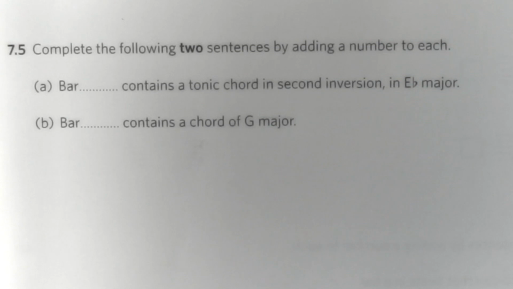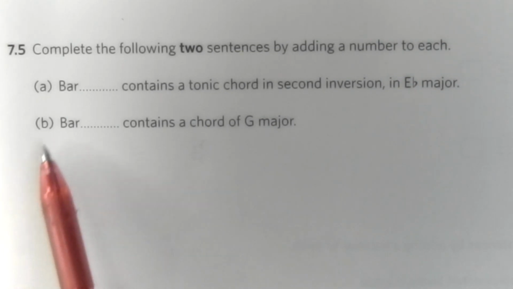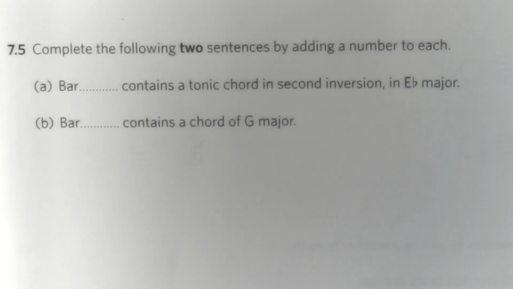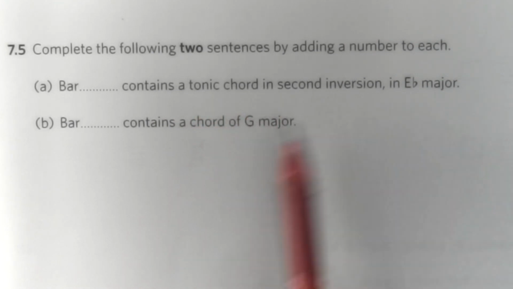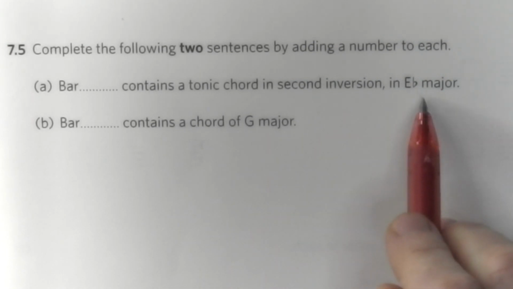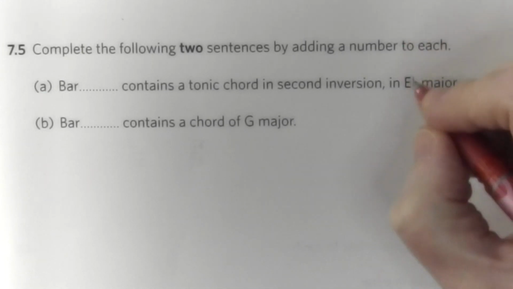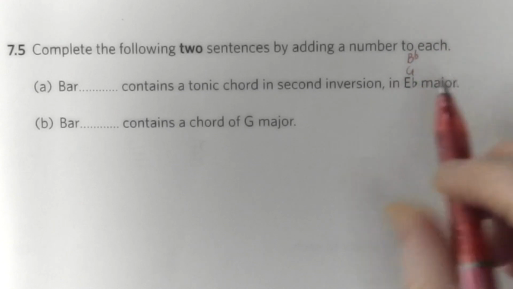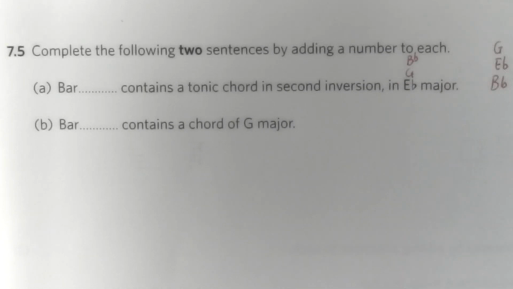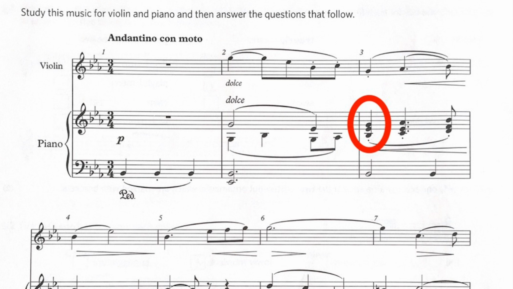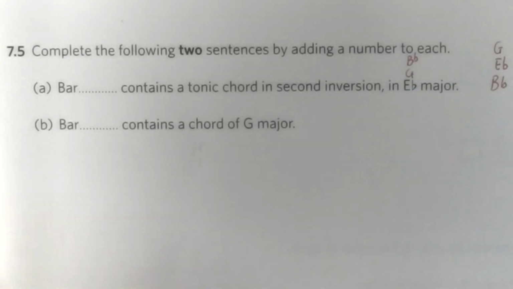The very last question of our exam paper asks us to complete the sentences by adding a number. Bar X contains the tonic chord in the second inversion of E flat major. Now, second inversion of E flat major, so E flat, G and B flat, that is the chord, okay? The third inversion would be B flat, E flat and G. So where we find these notes would be our bar number, and we find it in the piano part, 3rd bar, so bar 3.